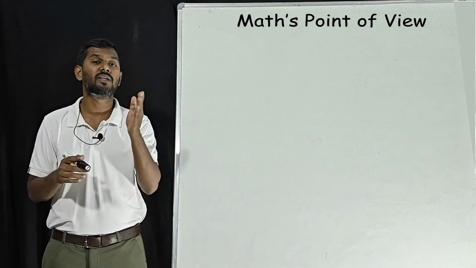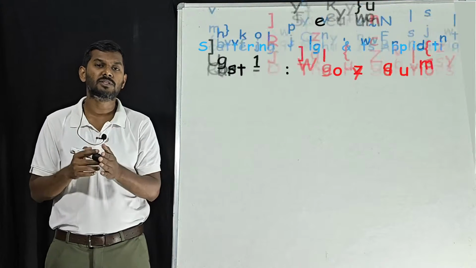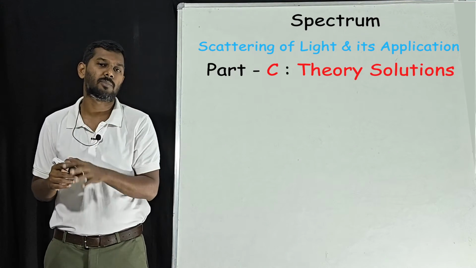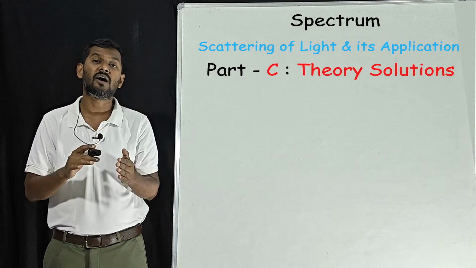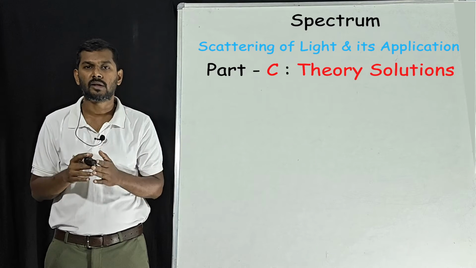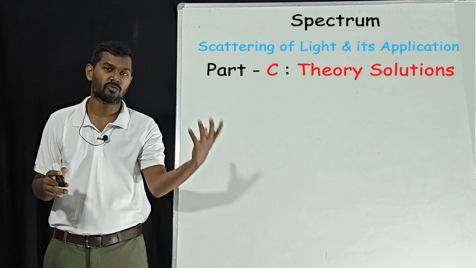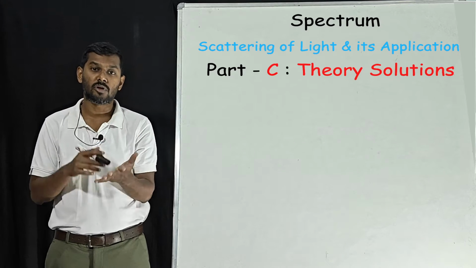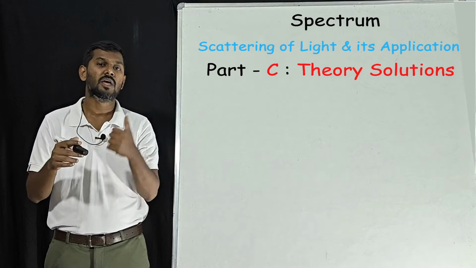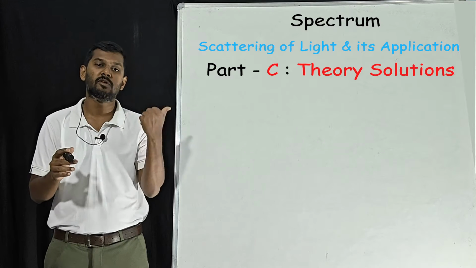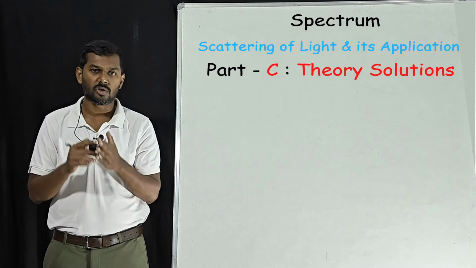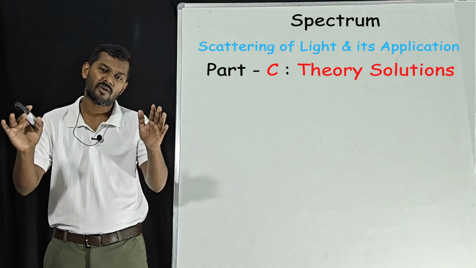Today we are going to solve each and every theory question from the chapter Scattering of Light and its Application. This is part C of the main chapter Spectrum. Before watching this video, my suggestion is watch the concept video first. Then you will understand the meaning of a few terms in the theory solution, or else it will be a little confusing. So without wasting any time, we'll start with our first question.